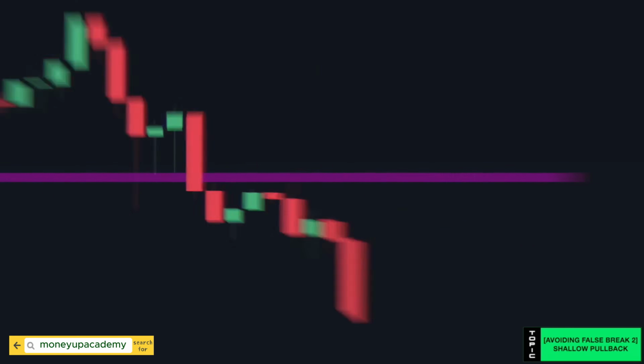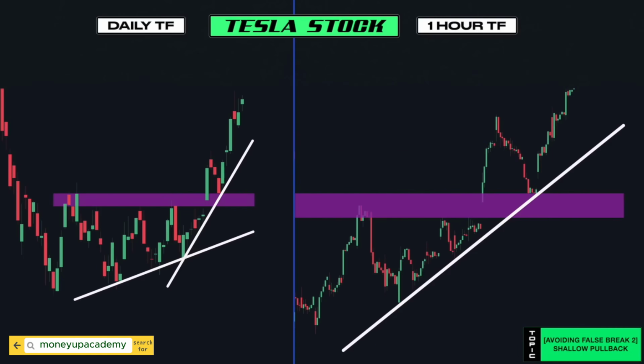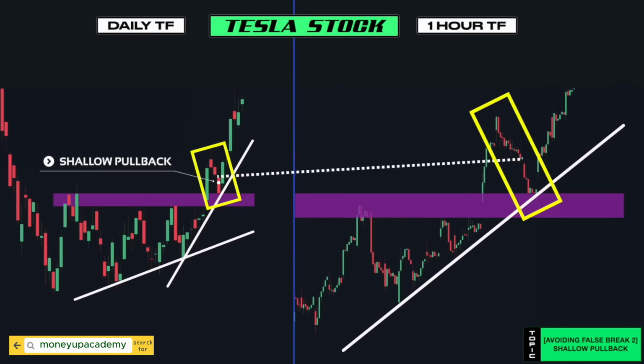Now this same setup occurred on the Tesla stock as well. On the left is the Tesla daily time frame. You have your resistance zone here. Price then breaks through the key resistance level. Now to confirm that this is a real breakout and not a fake out, you wait for a shallow pullback like this. But to confirm the shallow pullback is over, use the 1 hour time frame on the right.